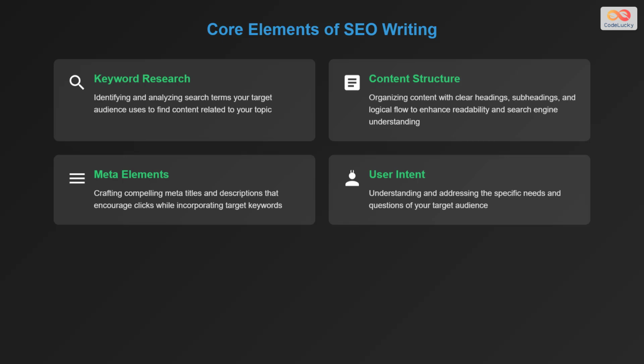Second, content structure. It is about organizing content with clear headings, subheadings, and a logical flow to enhance readability and search engine understanding. Meta elements refer to crafting compelling meta titles and descriptions that encourage clicks while incorporating target keywords. User intent means understanding and addressing the specific needs and questions of your target audience.